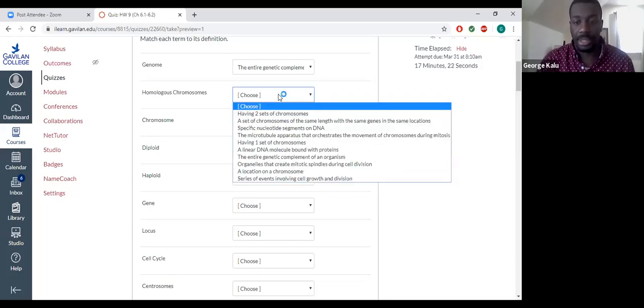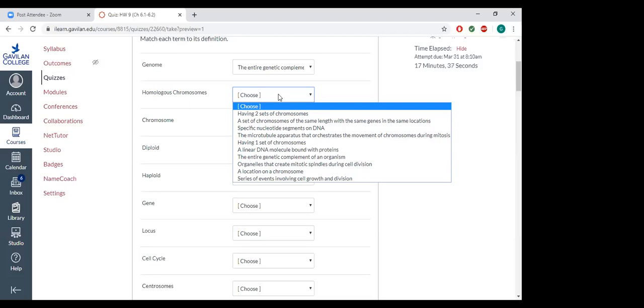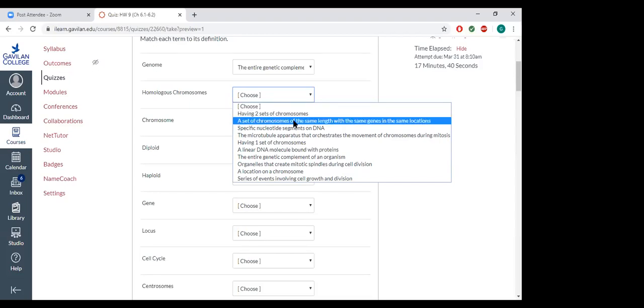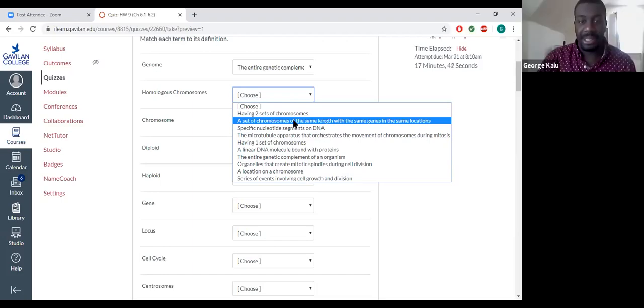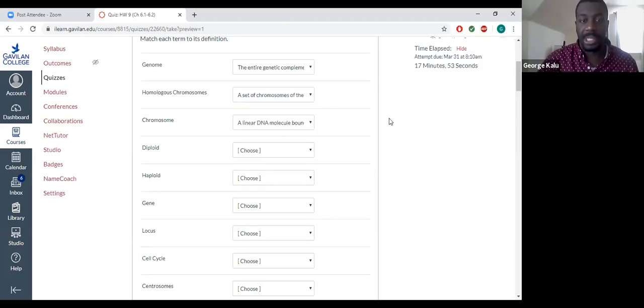What are homologous chromosomes here? A set of chromosomes with the same length and the same genes. Yes, absolutely. So it's a set of chromosomes that have the same length and the same genes in the same locations. So they're going to be almost identical chromosomes, but they're going to be coming from different parents here. Perfect. So they're going to be corresponding chromosomes.